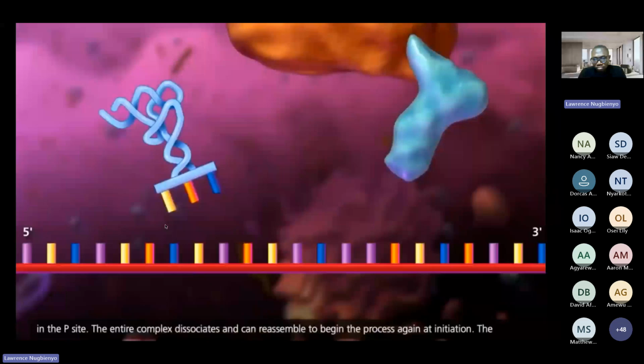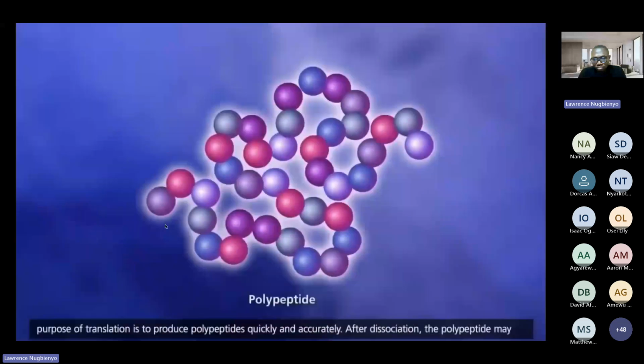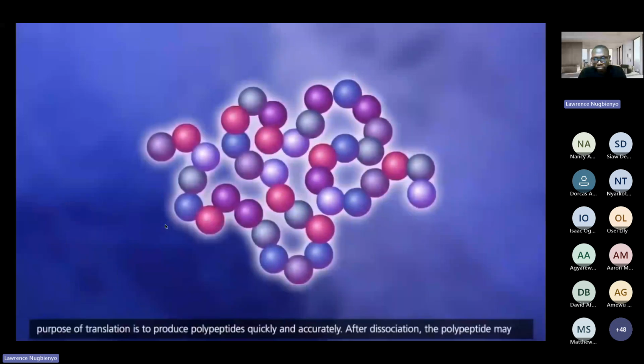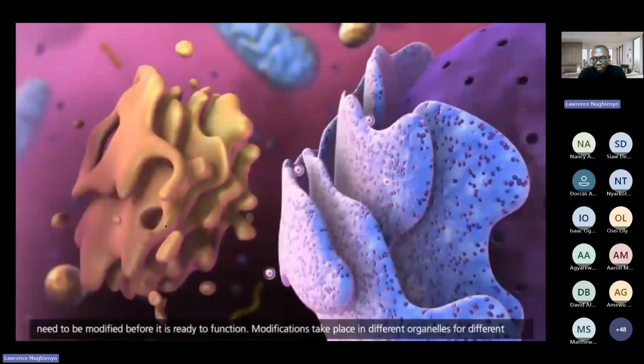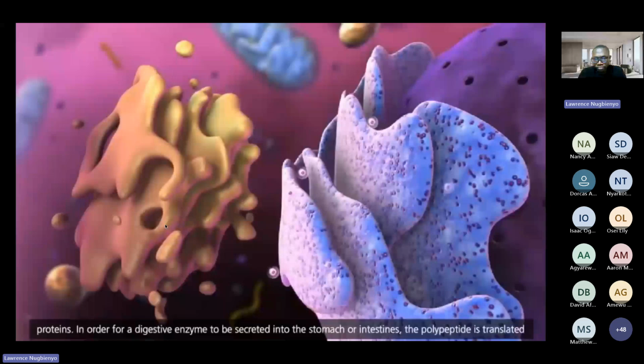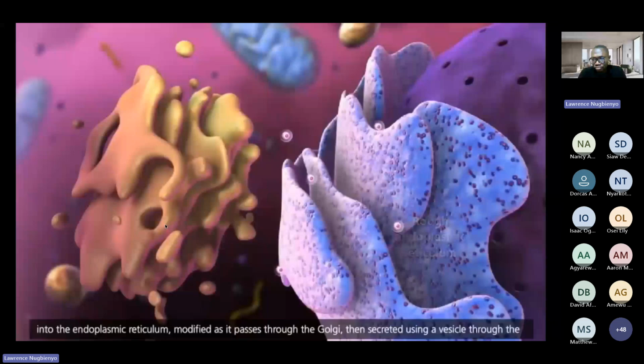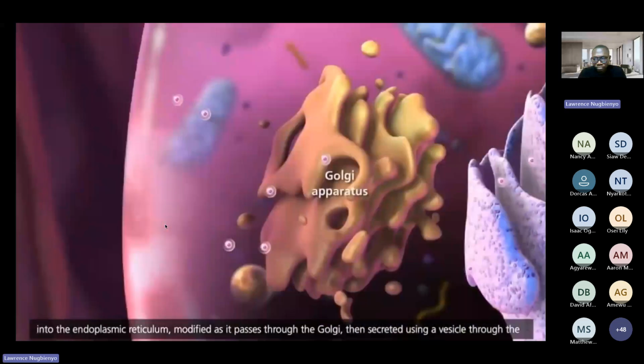The purpose of translation is to produce polypeptides quickly and accurately. After dissociation, the polypeptide may need to be modified before it is ready to function. Modifications take place in different organelles for different proteins. In order for a digestive enzyme to be secreted into the stomach or intestines, the polypeptide is translated into the endoplasmic reticulum, modified as it passes through the Golgi, then secreted using a vesicle through the plasma membrane of the cell into the lumen of the digestive tract.